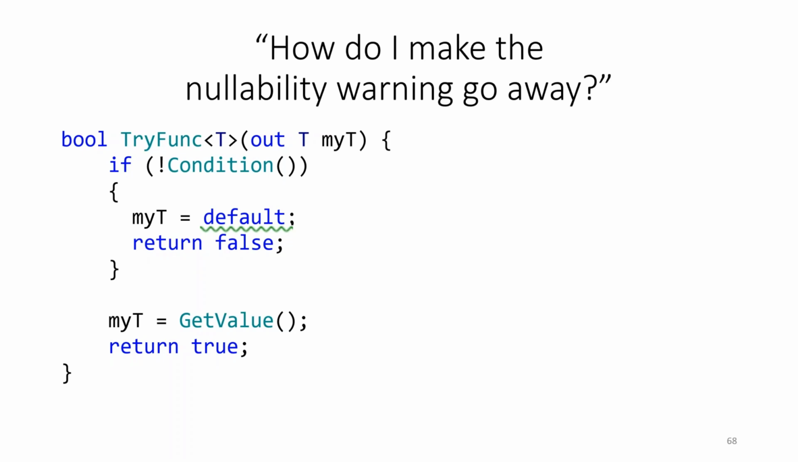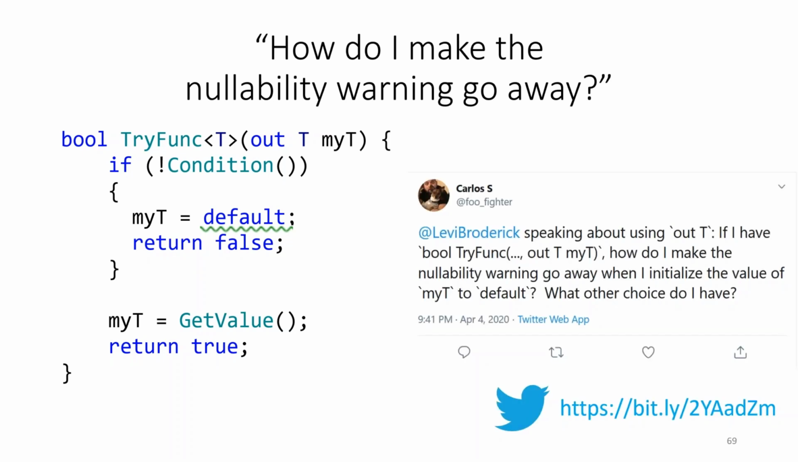Someone was using a function called tryfunc that will return a generic parameter, and on some condition it can return default value and return false there. Sorry for the not descriptive names. Twitter is not really the best place for descriptive names.